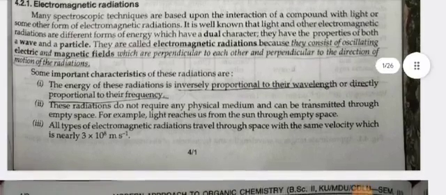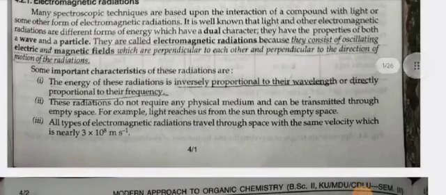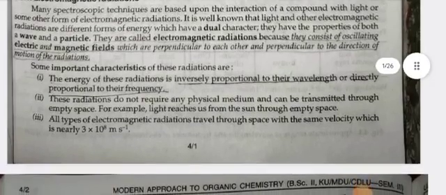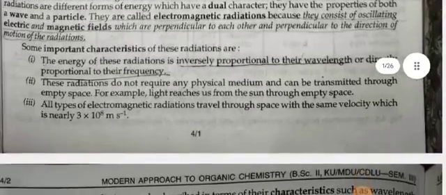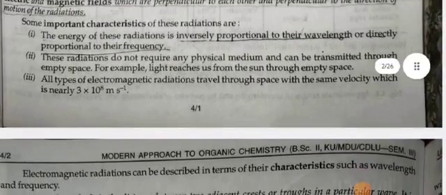They are known as electromagnetic radiation because they consist of oscillating electric and magnetic fields which are perpendicular to each other and perpendicular to the direction of motion of the wave. Some important characteristics of these radiations: first, the energy of these radiations is inversely proportional to their wavelength or directly proportional to their frequency. Second, these radiations do not require any physical medium and can be transmitted through empty space. For example, light reaches us from the sun through empty space.